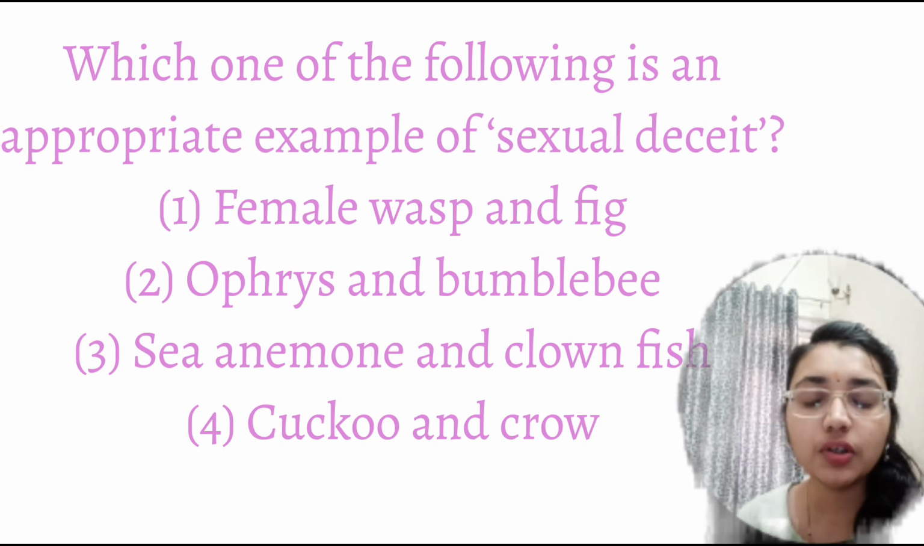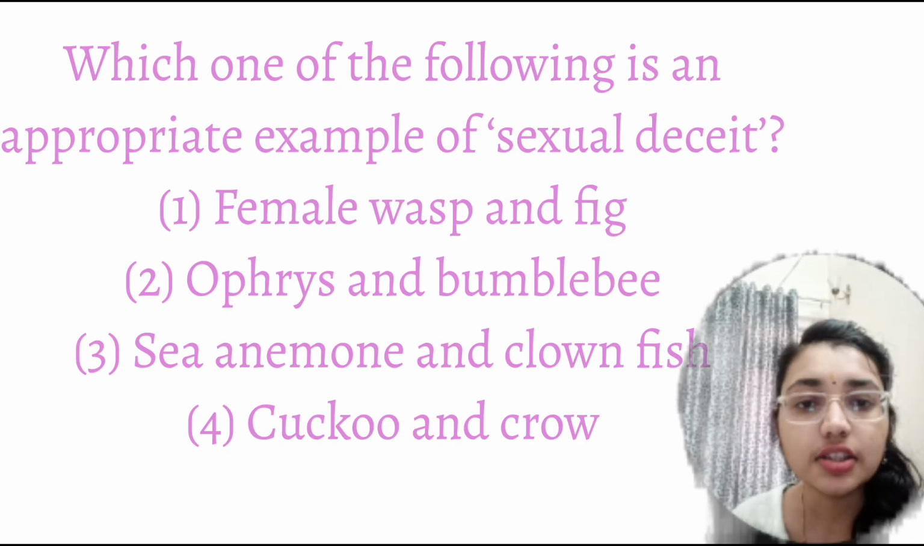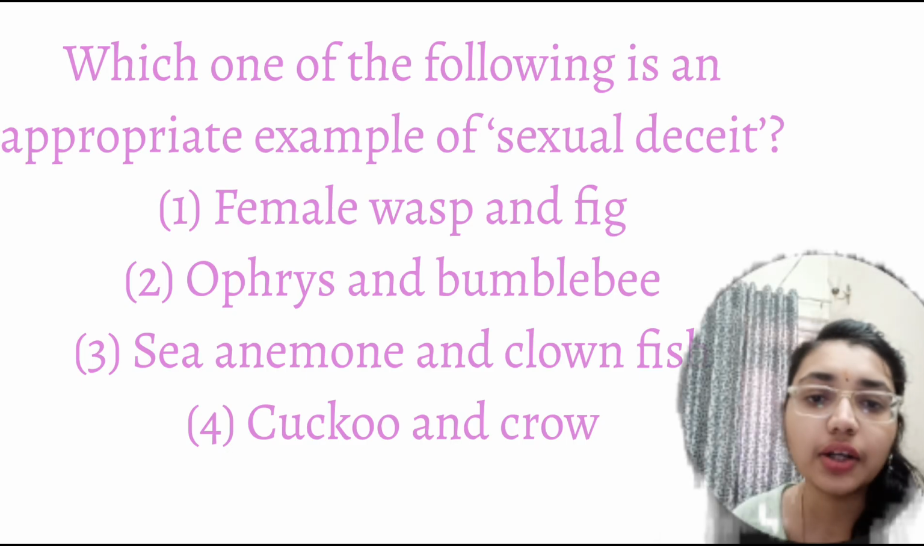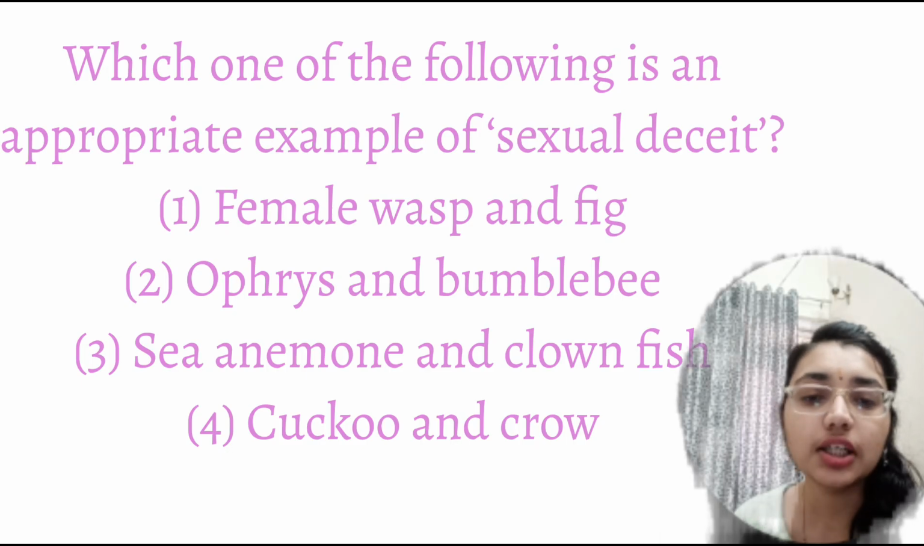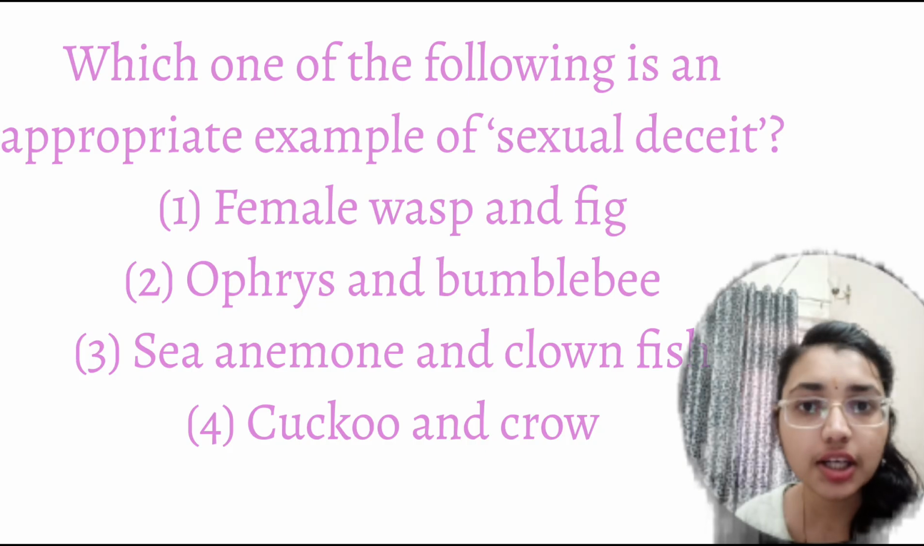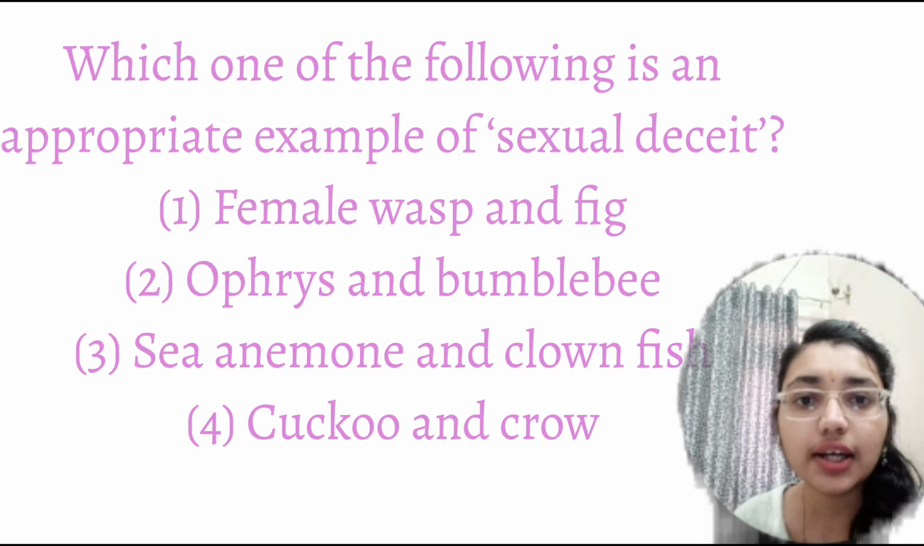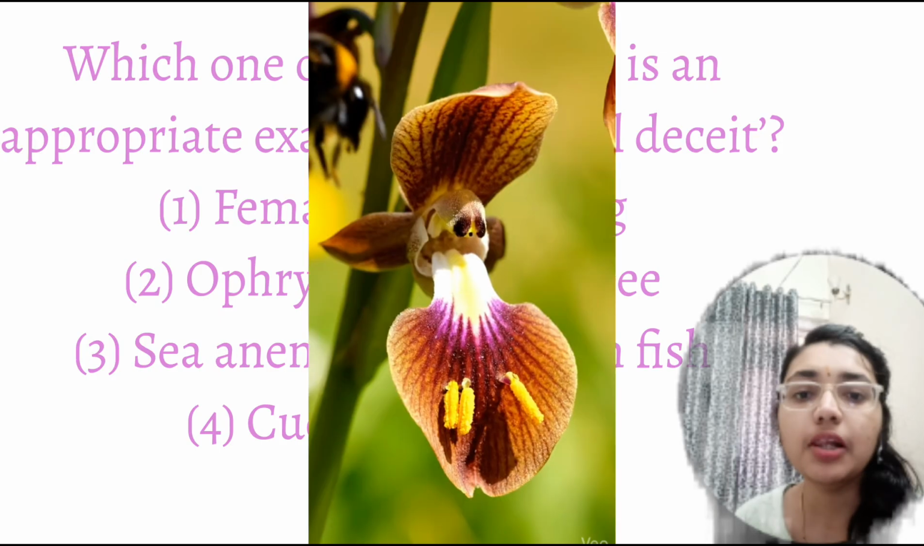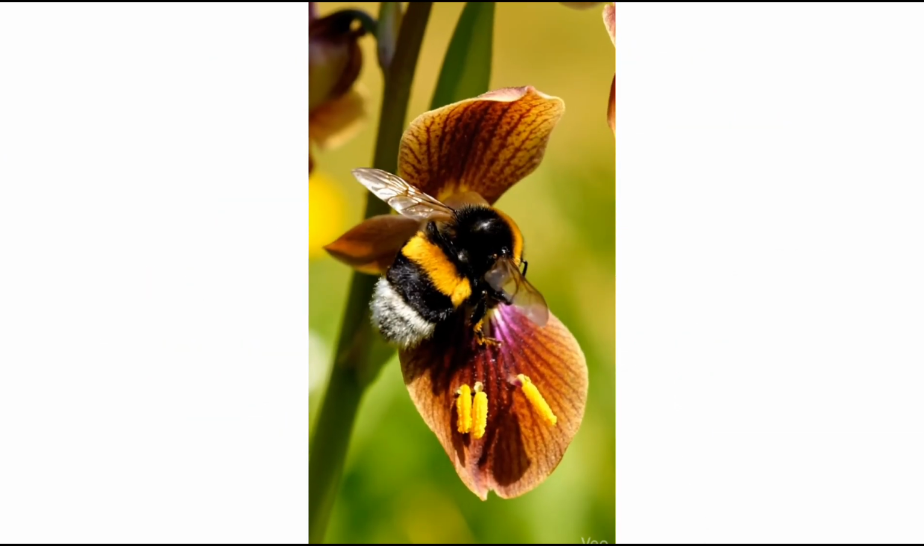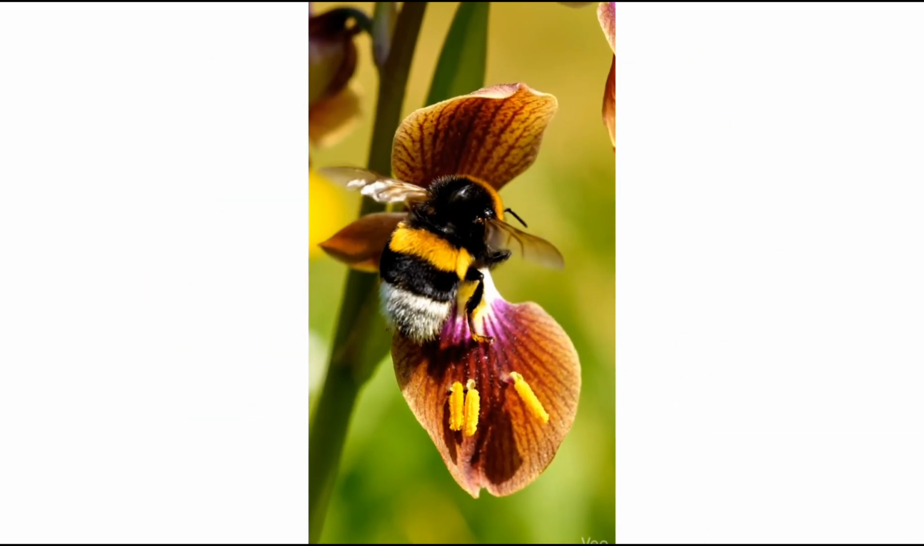Which one of the following is an appropriate example of sexual deceit? Option 1 is the female wasp and filch. Option 2 is the bumblebee and ophrys. Option 3 is sea anemone and clownfish. And option 4 is cuckoo and crow. So here the correct option for this is bumblebee and ophrys.